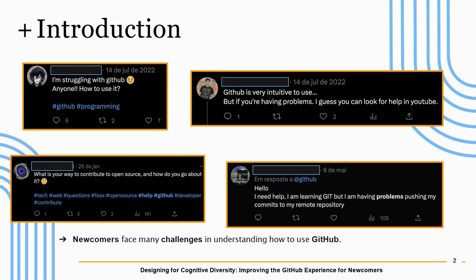First, as we already know, GitHub is a widely used open source platform that hosts many open source projects. But GitHub is not a perfect platform. Here I bring some quotes from Twitter from users complaining about how they were struggling and how confused they felt about using GitHub. When I was looking for this kind of quote, I found just one user saying that GitHub is very intuitive. It can be for some users, because as we already know, people are different. A system that is easy to use for someone could be hard to use for another person. And due to that, the literature also reports that many newcomers face many challenges in understanding how to use GitHub.